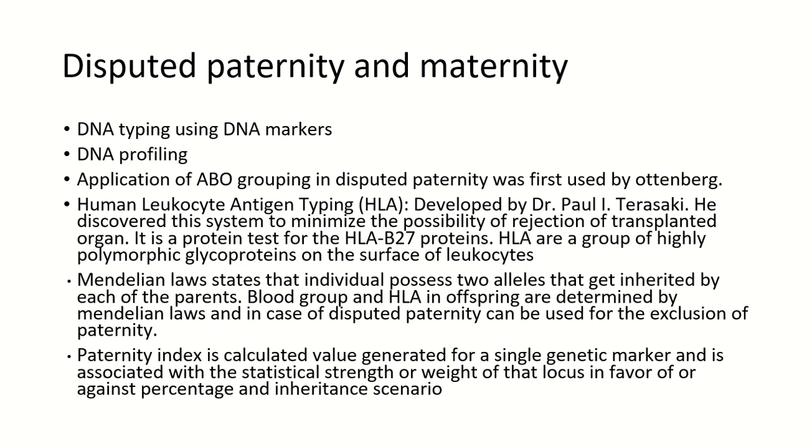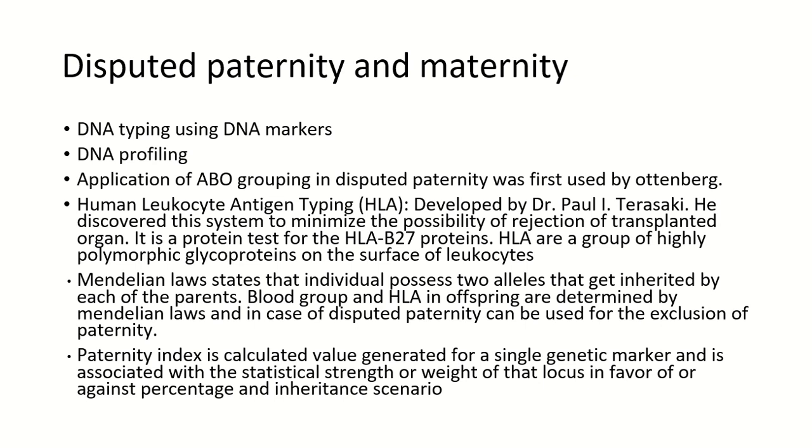Leukocytes are WBCs. During transplantation, the rejection should be minimal. Because of this, he developed HLA typing. HLA typing is a protein test, for example for HLA-B27 proteins. HLA are highly polymorphic glycoproteins present on the surface of WBCs.